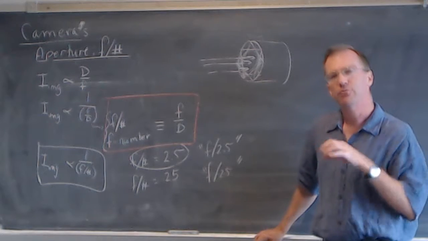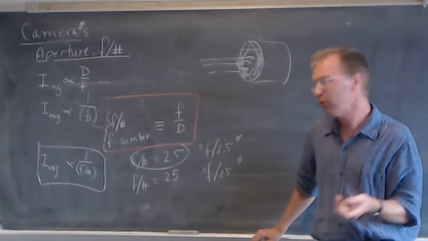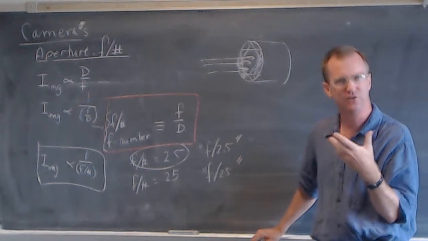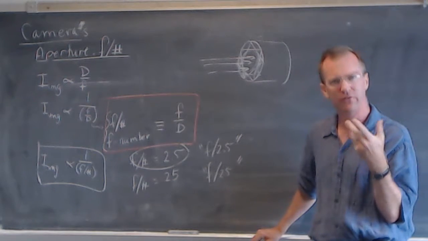So if you go for an f2.5 in low light, that's better than trying to do f25, because it's going to be a very faint, pixelated image.